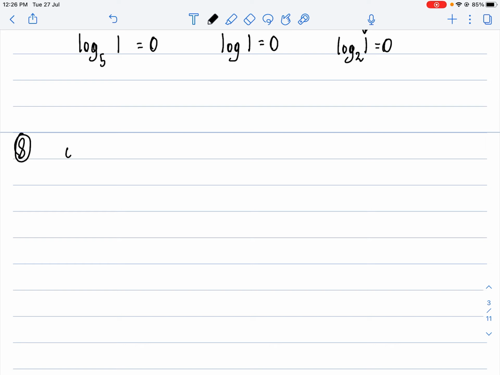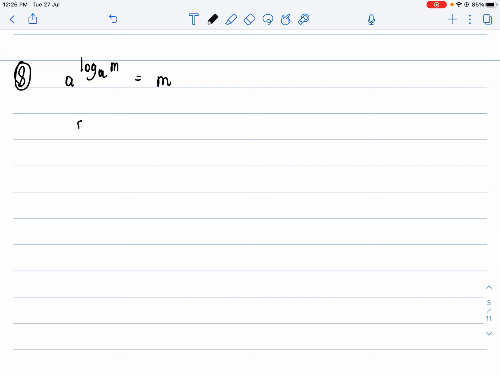Now, the eighth property is basically a raised to log m with the base a will be equal to m. A very important log property. Let's say I have something like 5 raised to log of 10 with the base of 5. This will be equal to 10. Basically, you can say this 5, 5 and the log gets cancelled out. And you only get 10. Correct? Or let's say if I have 2 raised to the log of 8 with the base 2, this will be equal to 8. Correct? This is what I'll get.